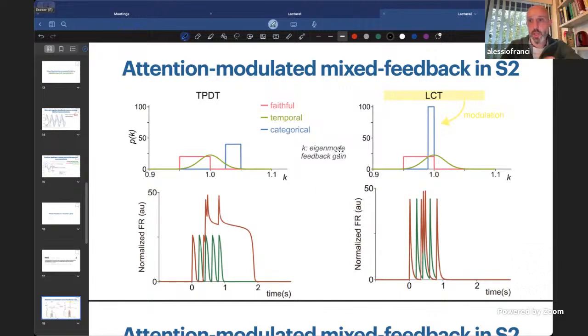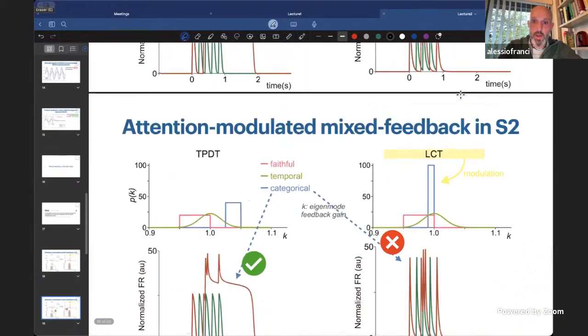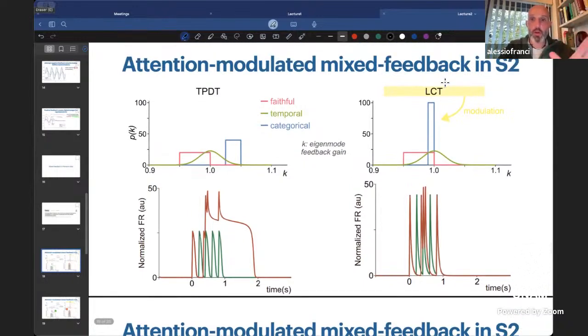A key observation of this paper is that attention modulates the response of a neuron in the second somatosensory cortex. And in particular, when the animal is given the response, so it doesn't have to pay attention to the sensory stimulus, basically all forms of categorical response disappear from the second somatosensory cortex. And the way in which this can be modeled is by using exactly the principles that I just described.